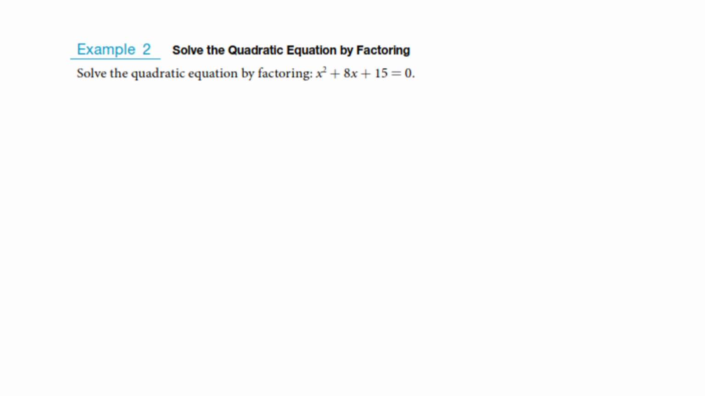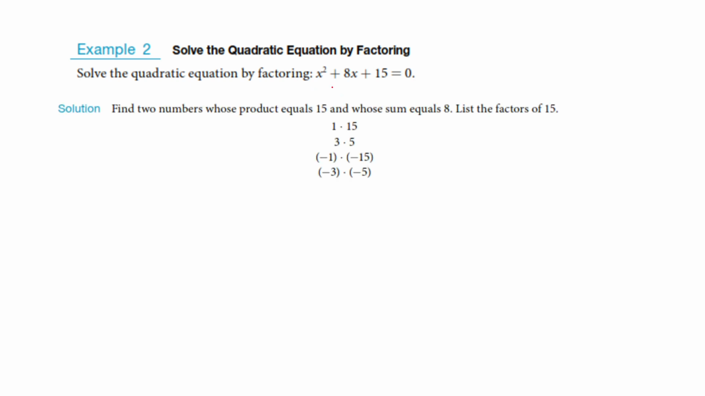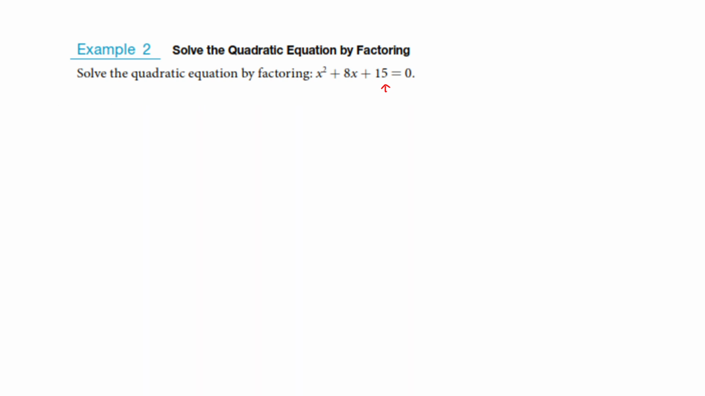Okay, same game. So we're looking for two numbers to multiply to get 15 and add to get +8. So bringing 15 over here, my two numbers would be 5 and 3. Those multiply to get 15 and add to get 8. So I've got x plus 5, x plus 3 equals 0. Okay, we solve that. We get x is -5, and x is -3.